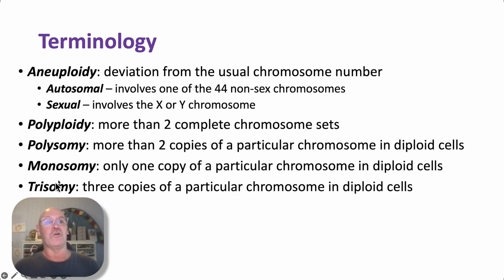Now, a little bit more. You might have heard of trisomy before. So when we're talking about somy, that's where chromosome comes from. So more than 2 copies of a particular chromosome, we call it polysomy. And monosomy is when we only have 1 copy. So we're talking about diploid cells, but we've only actually got 1 copy of it.